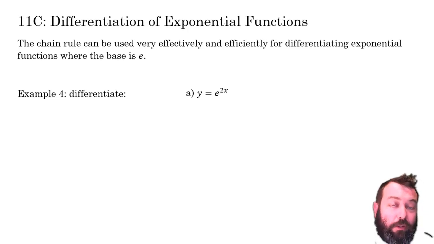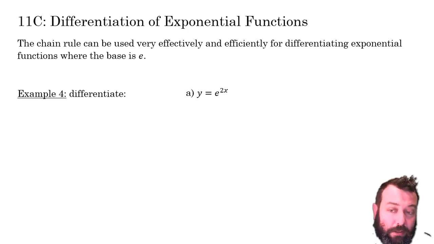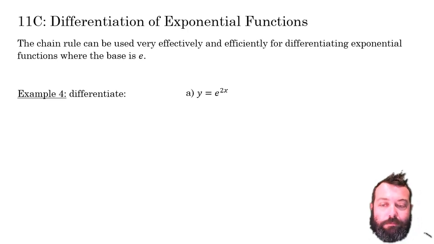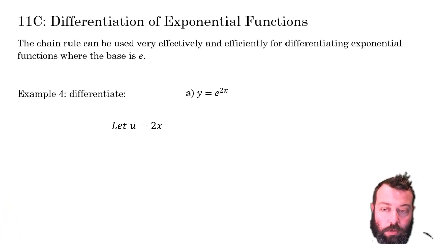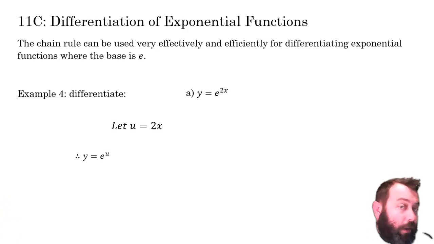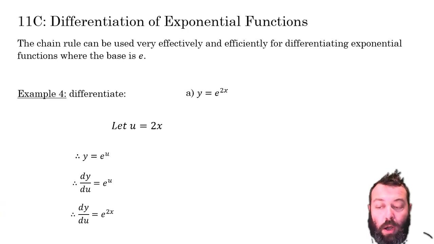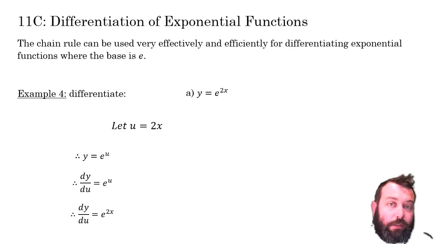y equals e to the power of 2x. We know the derivative of y equals e to the x is y equals e to the x. So I use a substitution to produce a function that looks a lot like that. Now if u equals 2x, then my function will be y equals e to the power of u. I can differentiate that very easily with respect to u. It's just y equals e to the power of u. And substitute back into that, and dy by du is e to the 2x.